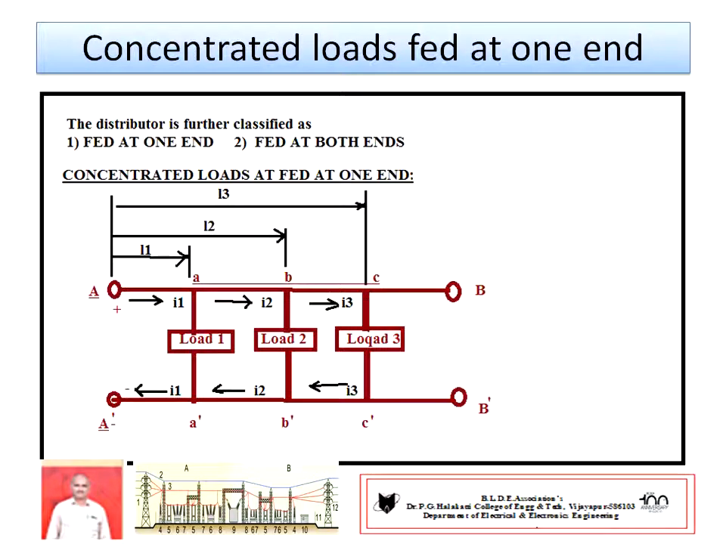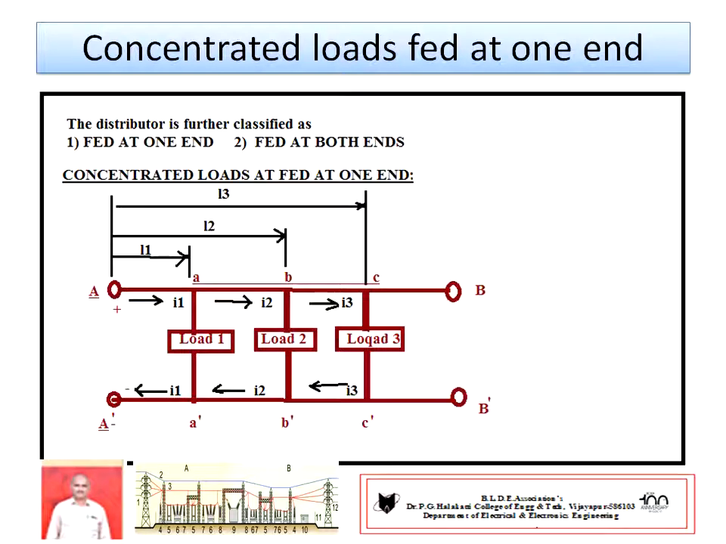Now we can discuss concentrated loads fed at one end. You can see the diagram. It shows A to B as one line and A dash B dash as the return line. The distributor is further classified as fed at one end or fed at both ends. First, the simple condition: concentrated load fed at one end.